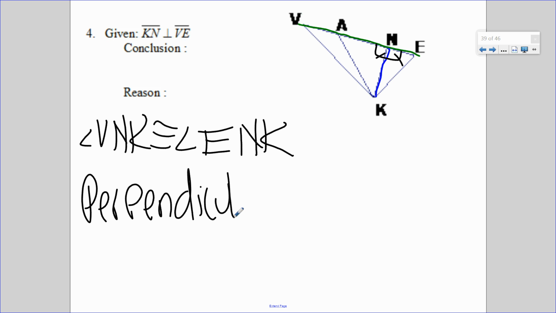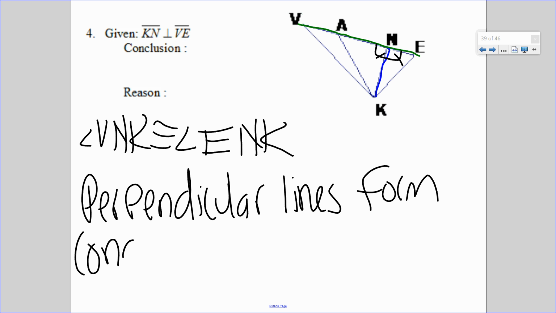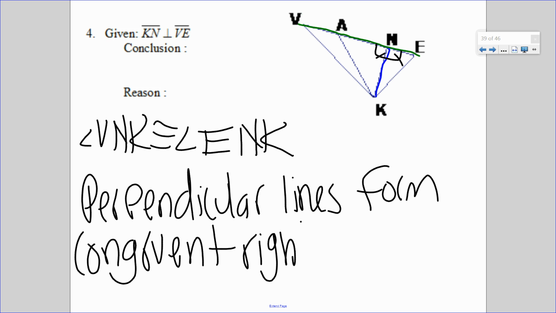In my reason, perpendicular lines form congruent right angles.